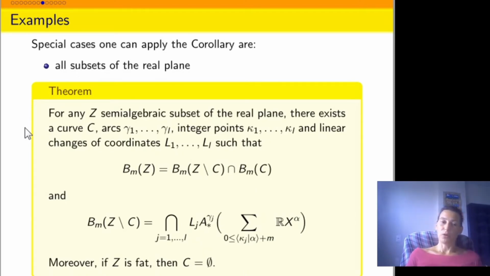Moreover, if Z is fat, then the curve in this theorem can be taken as empty. So this is a constructive description: all the objects in this theorem can be found constructively and also in a finite number of steps, which is very important for algorithmic considerations.